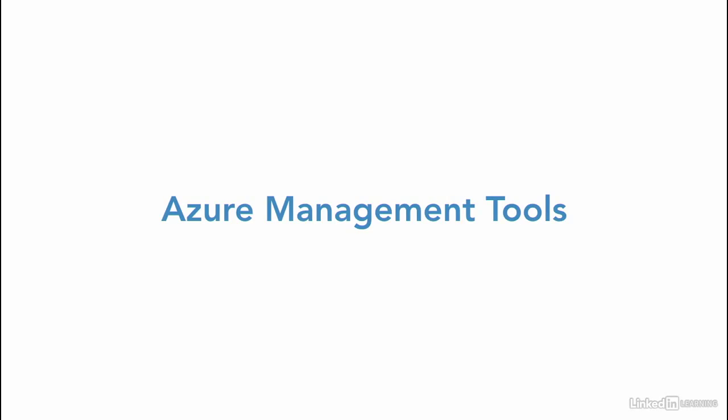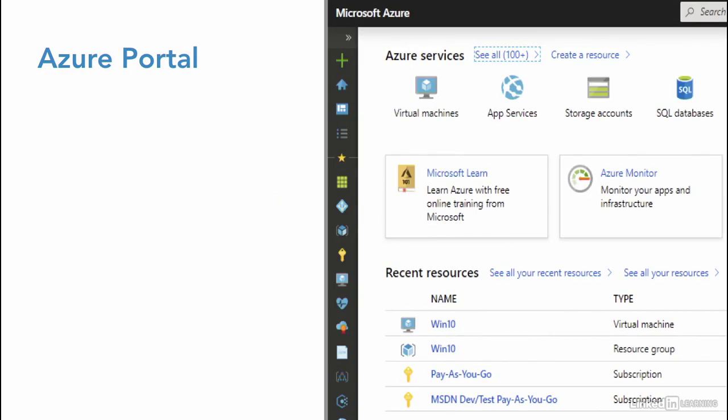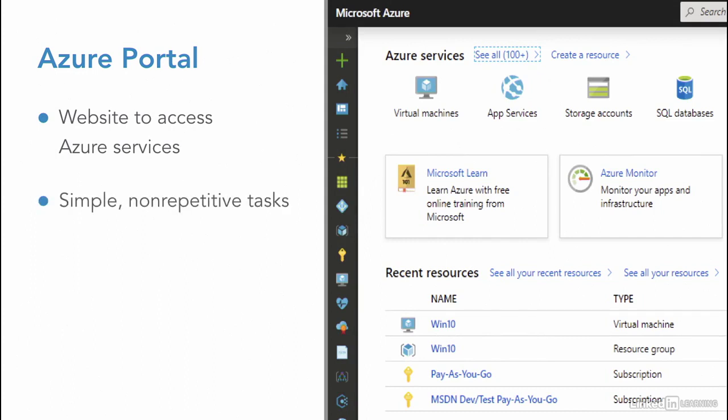There are several tools available for you to manage Azure. We're going to touch on a few of them here. Starting off with the Azure portal. The Azure portal is a website to access the Azure services, and when you're starting out and learning Azure, this is probably where you're going to start. It's great for simple, non-repetitive tasks, and one of the constraints of using the Azure portal is limited automation.